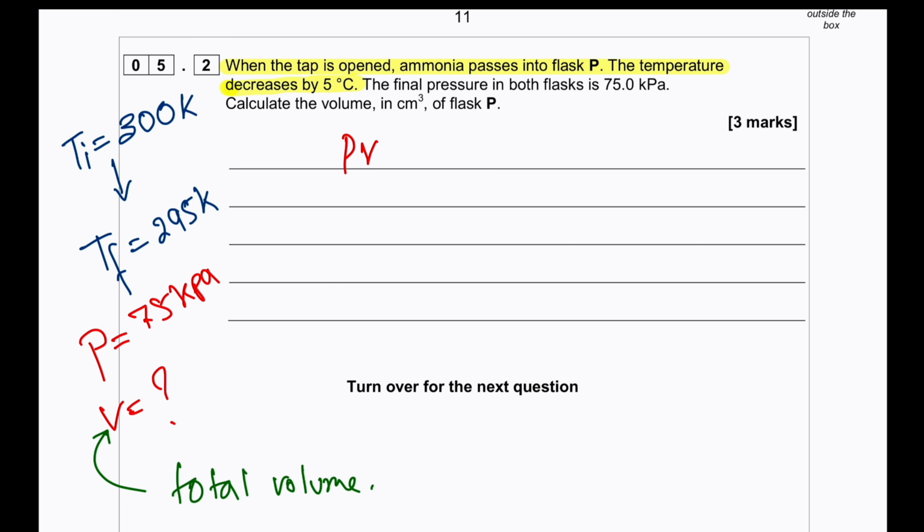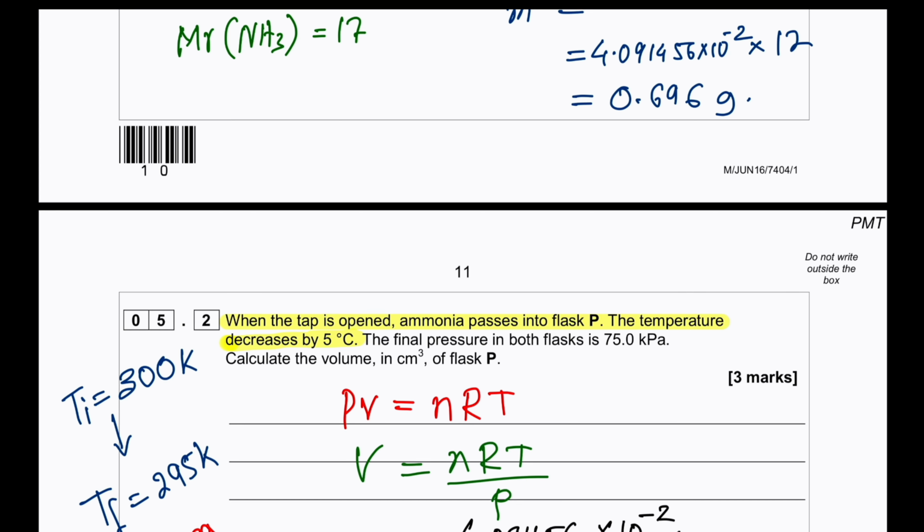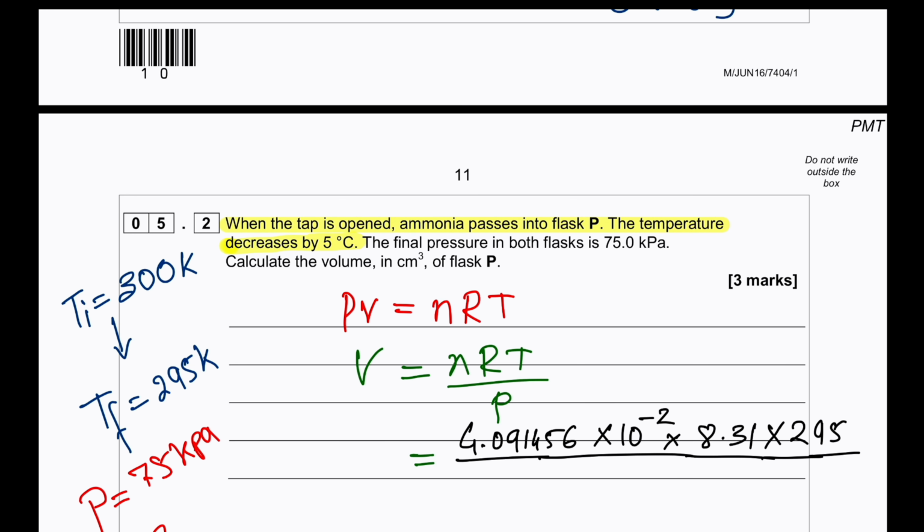The formula goes PV equals nRT. Since now we know the number of moles, gas constant, and the temperature, and we only need the volume because we also know the pressure, it will be nRT divided by P. Number of moles 4.091456 times 10 to the power of minus 2, times gas constant 8.31, times temperature. The new temperature is 295 Kelvin, over the pressure, which is 75,000. Kilopascal to Pascal will be multiplied by 1000.